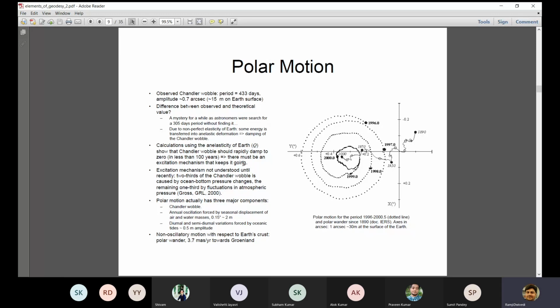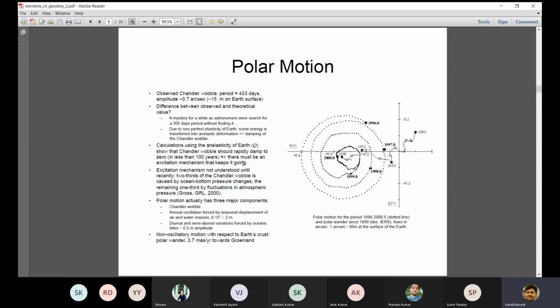The difference between observed and theoretical values was a mystery for a while, as astronomers searched for a 305-day period without finding it. Due to the non-perfect elasticity of Earth, some energy is transferred into elastic deformation, damping the Chandler Wobble. Calculation using the inelasticity of Earth shows that the Chandler Wobble should rapidly damp to zero in less than 100 years. There must be an excitation mechanism that keeps it going.